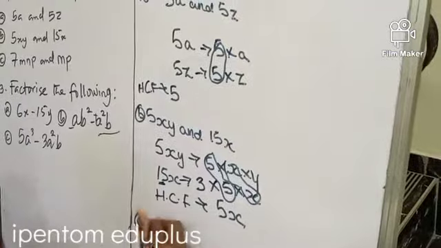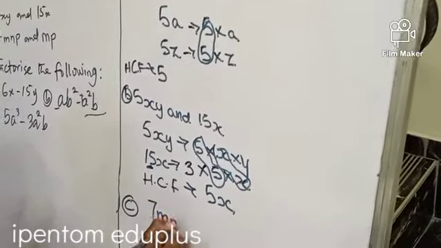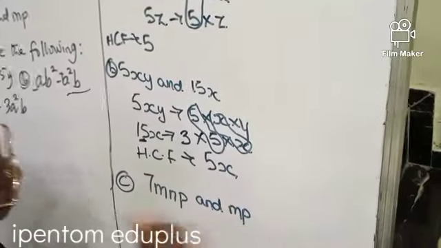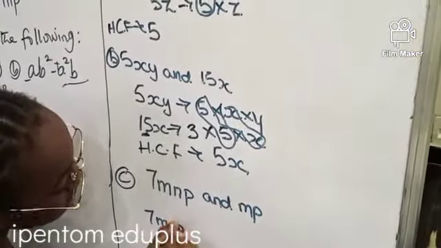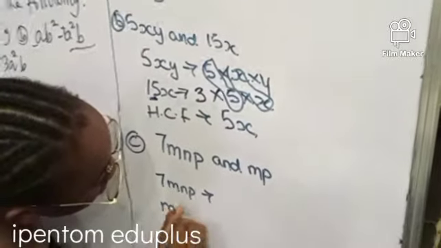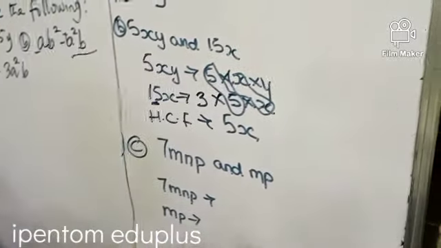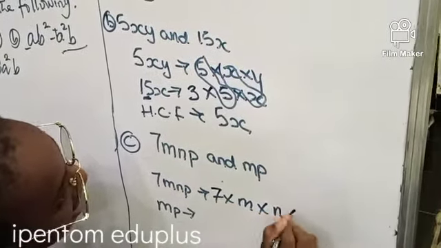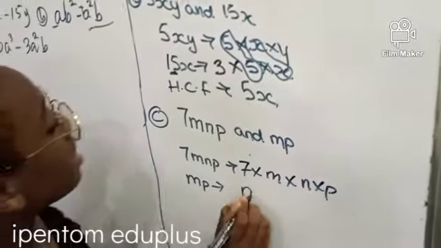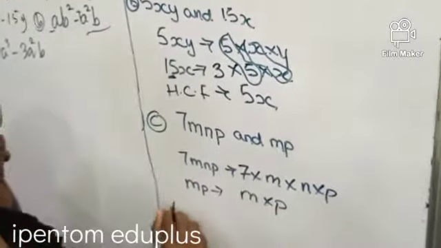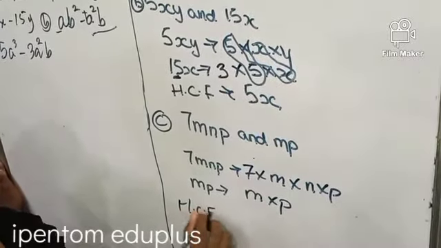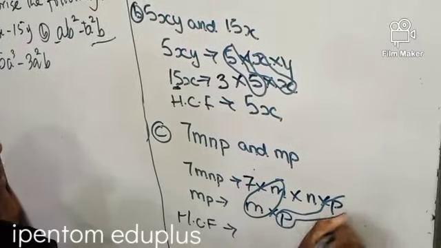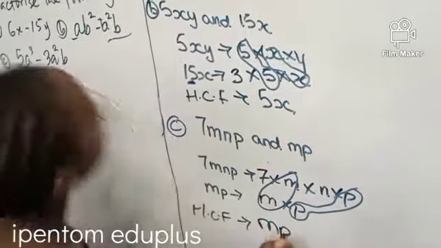Lastly, C, 7MNP and MP. 7MNP is the same as 7 times M times N times P, and MP is M times P. So the HCF is equal to M and P, as clearly shown.